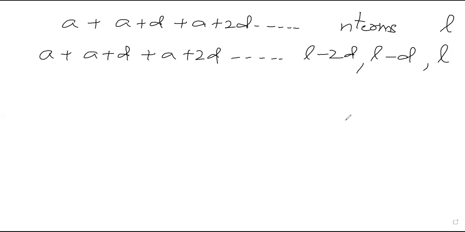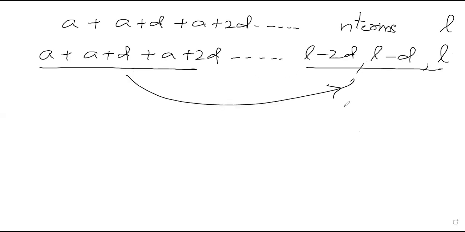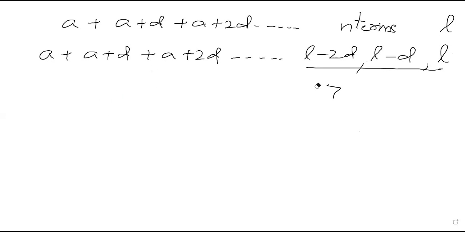So what I do next, I'll flip this. These 3 terms I'll write over here, and those 3 terms I'll write over there. I'll flip these. Then it looks maybe in that way. I'll say L minus d, L minus 2d.